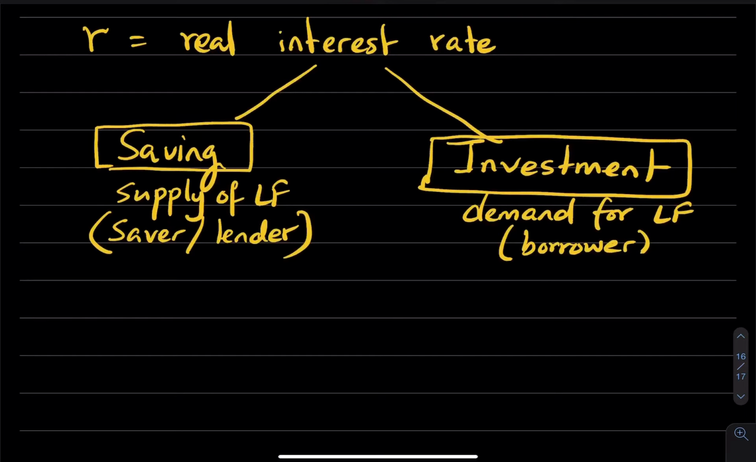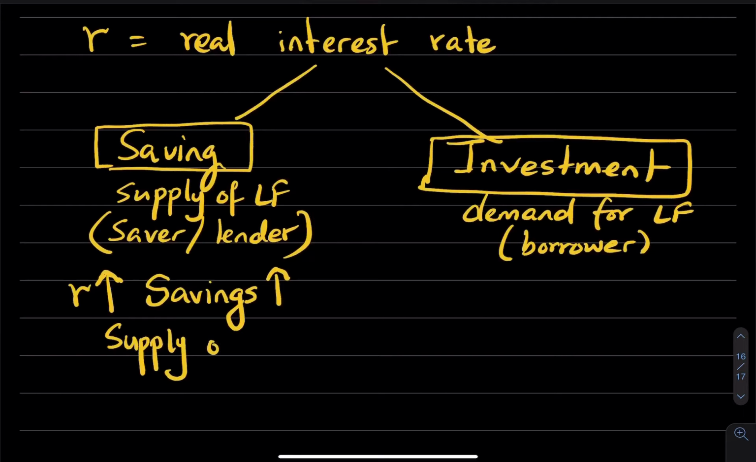Okay? So now let's think about this. If the real interest rate goes up, this means that if you were a saver or a lender and you'd made a deposit in the bank, you're going to get back more interest on that deposit. That would incentivize you to increase your savings. Savings would go up, and therefore the supply of loanable funds would go up. And so notice the positive relationship between the real interest rate and the supply of loanable funds.